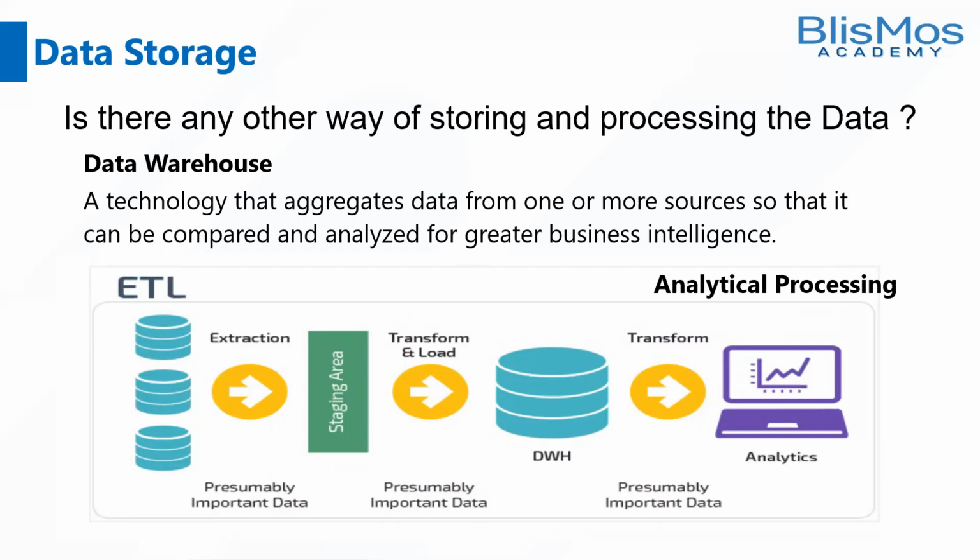Some of the important steps in a data warehouse are ETL, that is extraction, transformation, and load. We'll extract the data from multiple sources and get that to a staging area, then transform it according to the business rules and load it into a data warehouse, and further transform it and produce dashboards or analytical reports. In a way, a data warehouse is for analytical processing. RDBMS databases are for transactional processing and a data warehouse is for analytical processing.